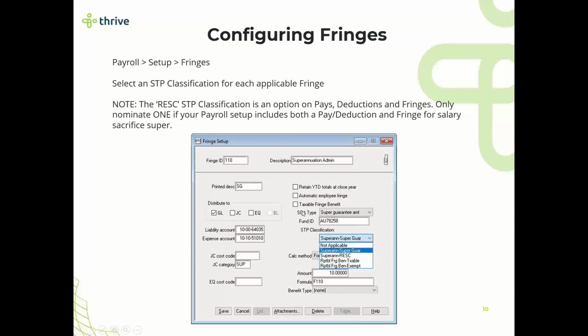Likewise, if you've got a deduction ID and a fringe ID that both record that salary sacrifice, just put it on the deduction ID and make the fringe ID not applicable. Okay, so just be wary of your setup and have a look at how you're set up, and any uncertainty, shoot us an email to have a chat about it.